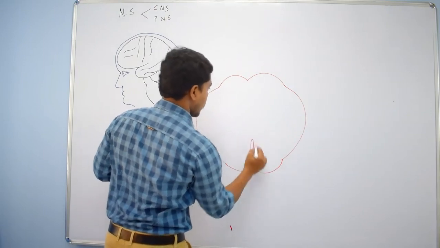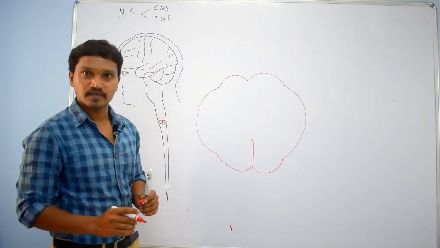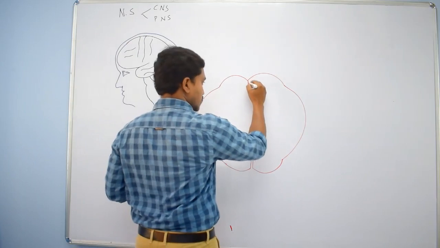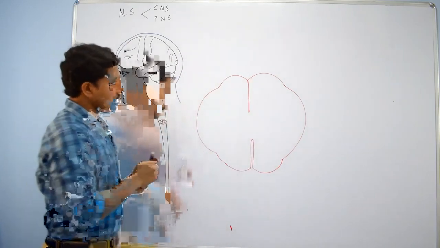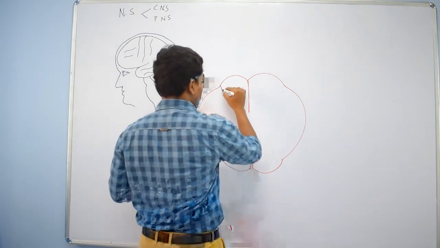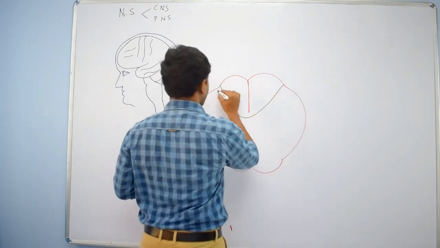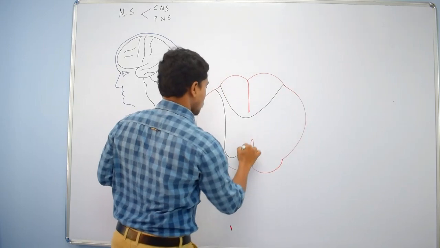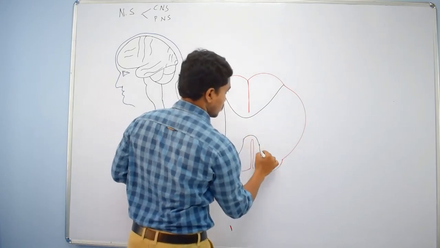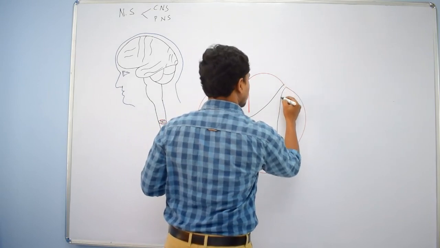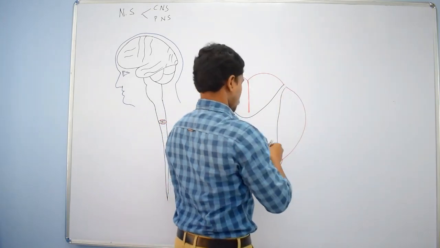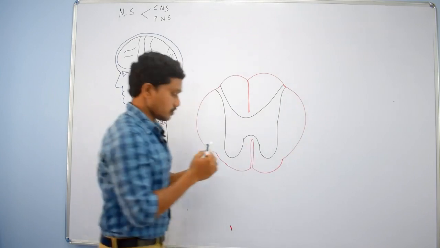This is the anterior median sulcus, this is the posterior median septum, and you can find gray matter within it. Surrounding the gray matter, you can find white matter. So this is a section of the spinal cord.